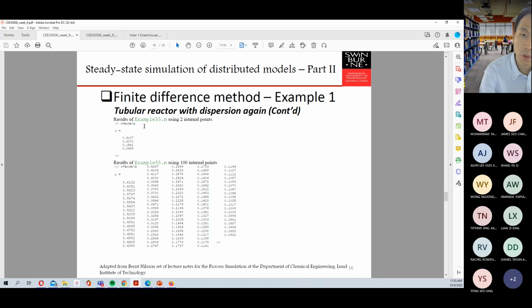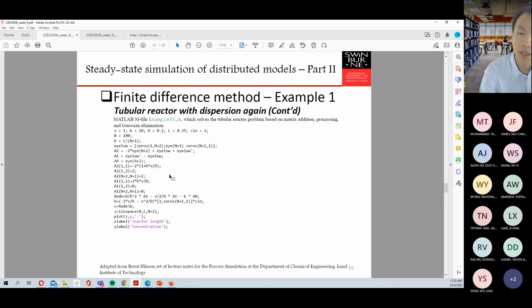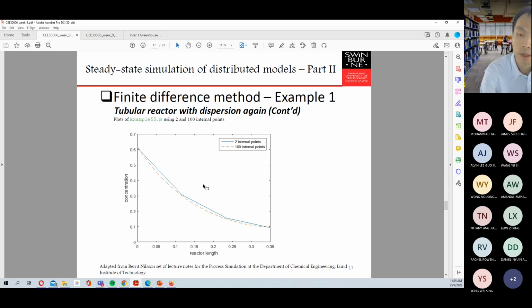So this is what happens if you use 2 internal points. This is what happens if you use 100 internal points. So the code is made such that you don't really have to just use 2 internal points. You can choose to use also 100 internal points if you want. If you plot like this, you know that of course if you use 100 points, then you will get a very smooth profile in here. But in general, the trend will be the same. Okay, so you basically can solve the concentration from 0 to 0.35.